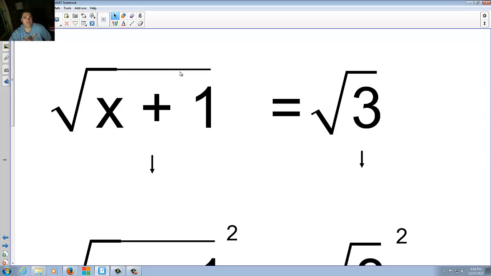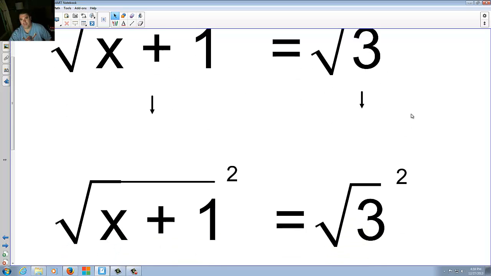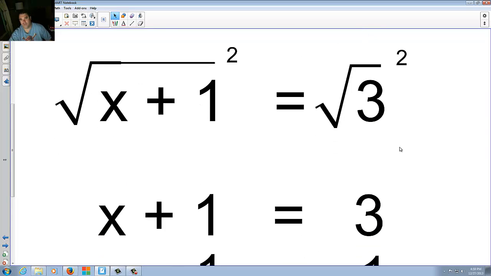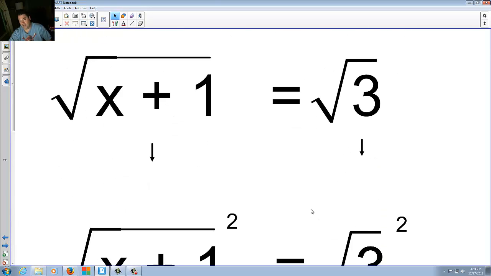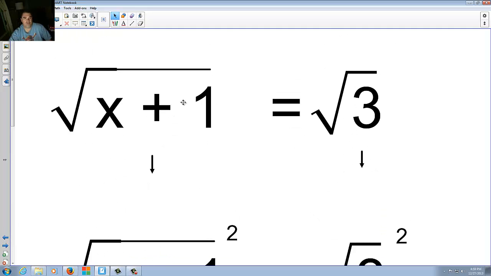This one, square both sides. Square, square. So square over here, so you're going to get x plus 1 equals 3. Minus 1, x equals 2. Again, not sure? Plug it in. 2 plus 1 is 3, and the square root of 3 will equal the square root of 3.